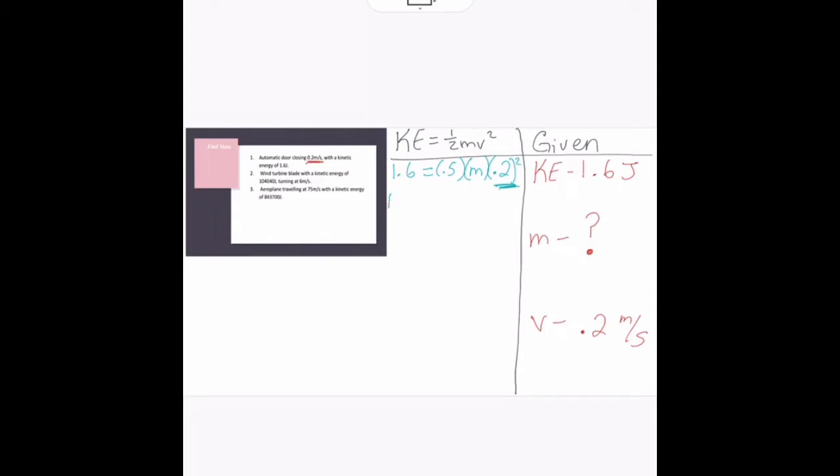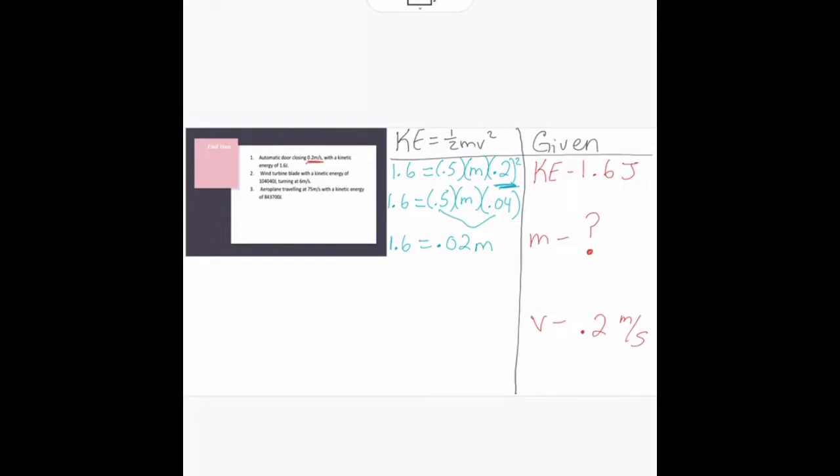So I'm gonna bring everything back down. So I have 1.6 equals 0.5, mass we don't know yet, and we now have 0.04. And I'm gonna go ahead and multiply these two together because we wanna combine our like terms, right? So I'm gonna bring down my 1.6 equals, and then 0.04 times 0.5 is 0.02, and I still have mass here.